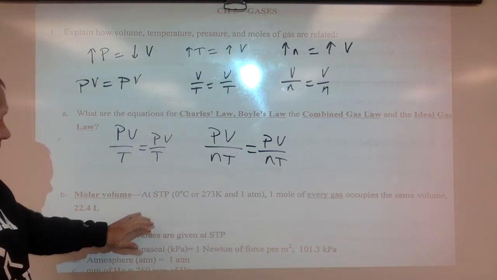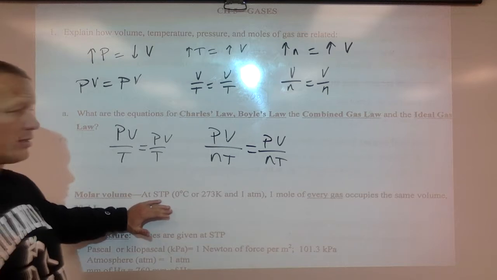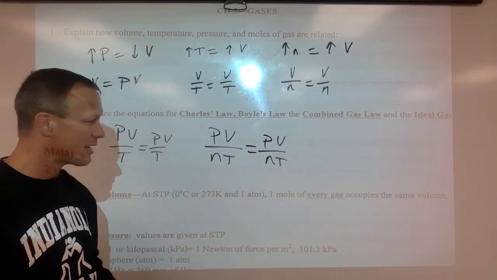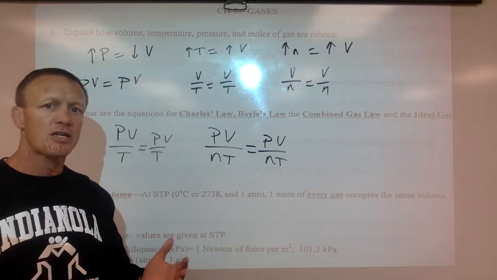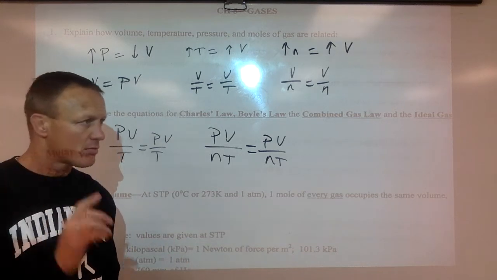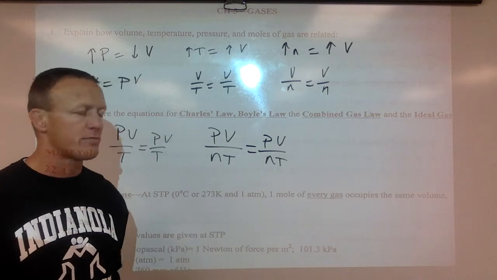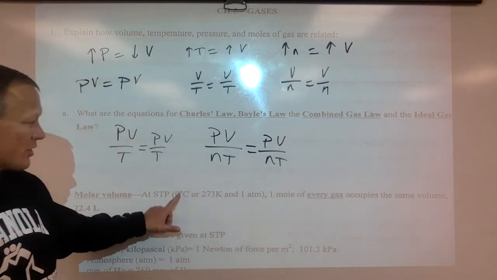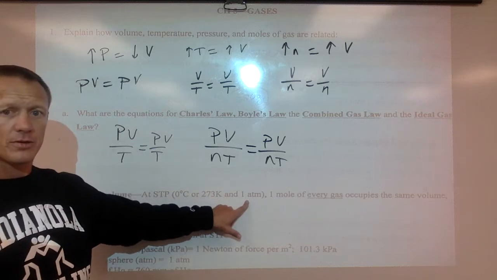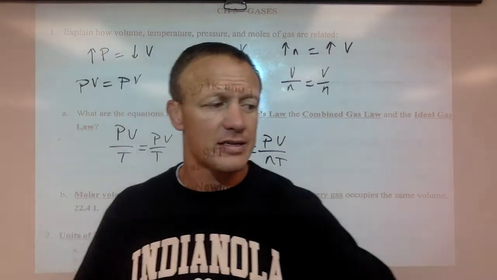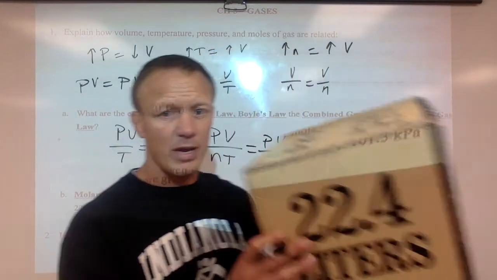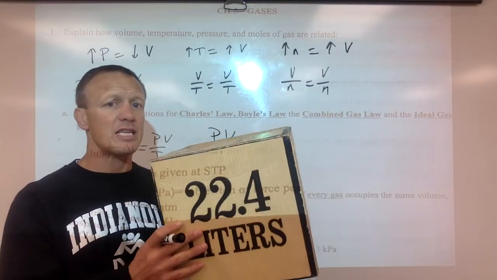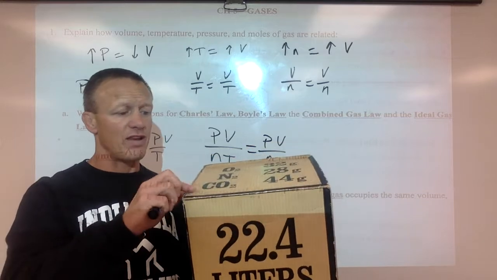Next part of this, molar volume. A mole of any gas. Doesn't matter if it's hydrogen gas, water vapor, methane, carbon dioxide, it doesn't matter. A mole of any gas at STP, at 0 degrees Celsius and 1 atmosphere pressure, takes up 22.4 liters of space, this box. So if you're at STP, 1 mole of gas would fit in this box.